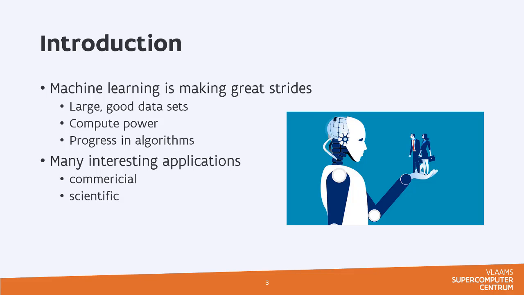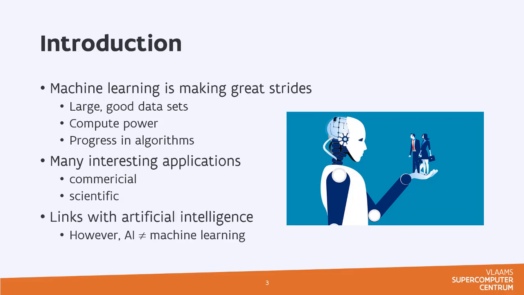There are many interesting applications, of course commercial applications, which you're already familiar with. For instance, think of assistant technology such as Amazon's Alexa or Google. But also scientific applications are quite interesting. And of course there is a link with artificial intelligence, obviously. However, artificial intelligence is not machine learning. They are different things.